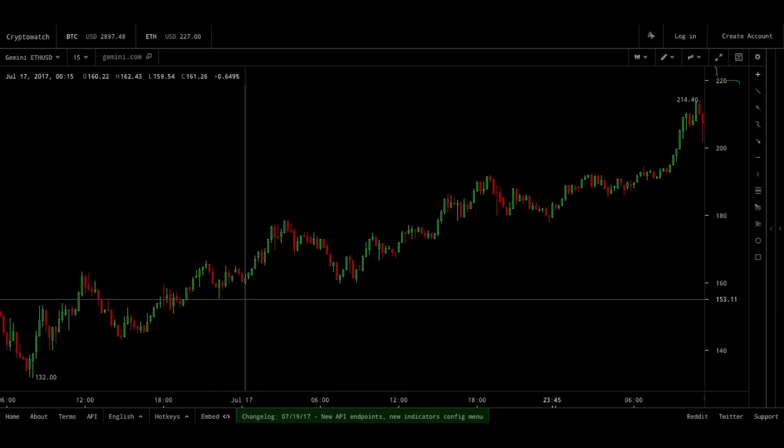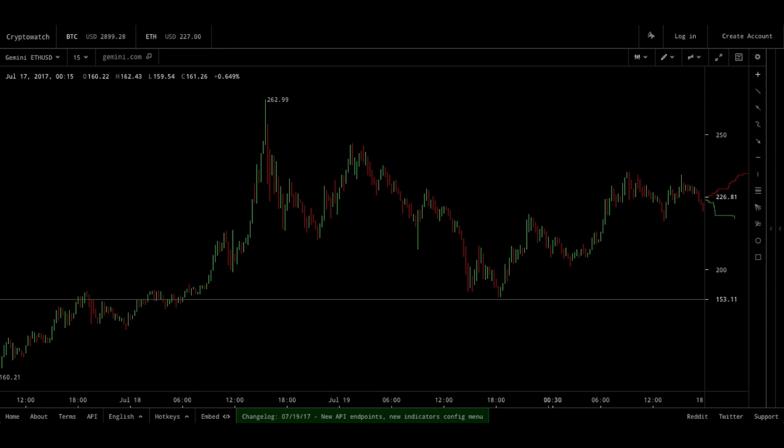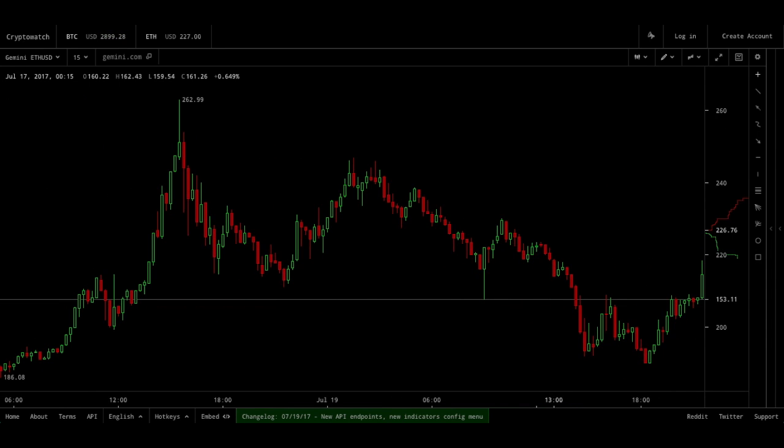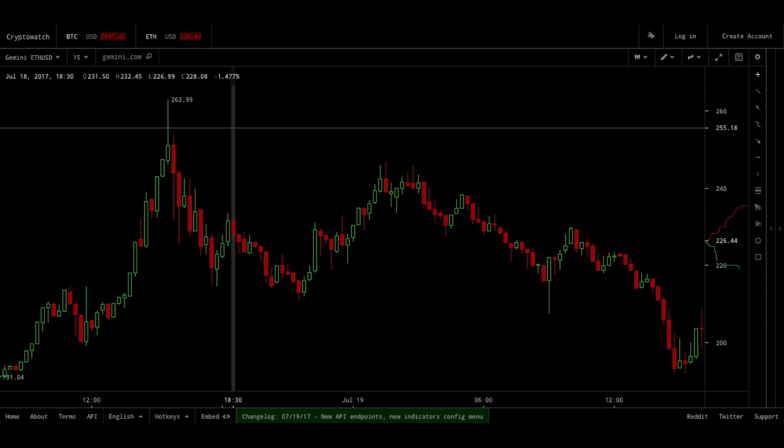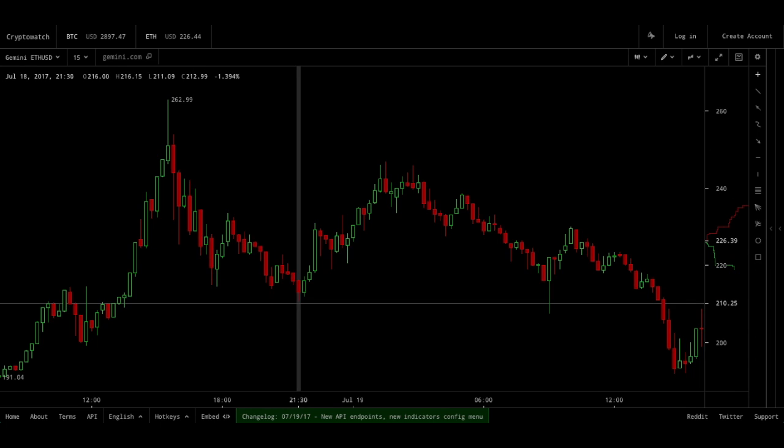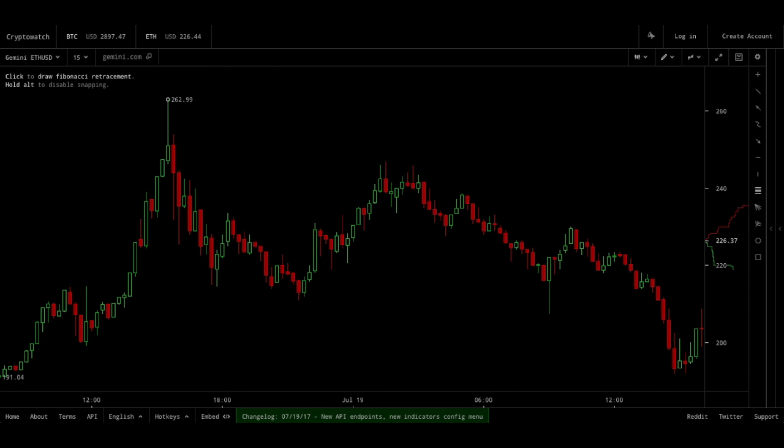So an important thing to mention is you can also do this in a bearish market. It's the same thing, except this time we're going to draw our Fibonacci retracement from our high to our low, like this.